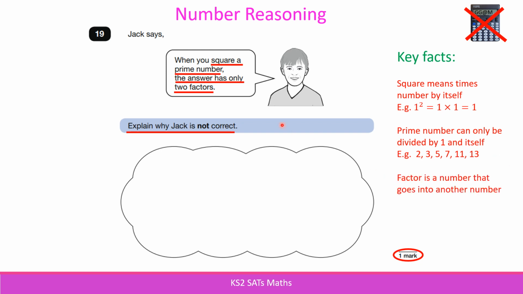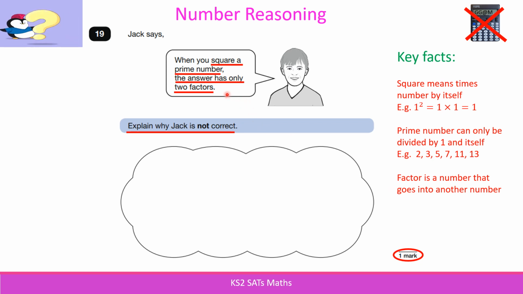Then the next part of the question says the answer has only 2 factors. So this word factor, this is a number that goes into another number. Okay, so you need to know what a factor is. So for example, a factor of 10 is 2 because 2 goes into 10 5 times. So 2 and 5 are the factors of that number 10.